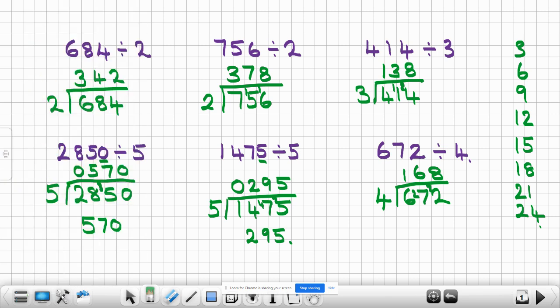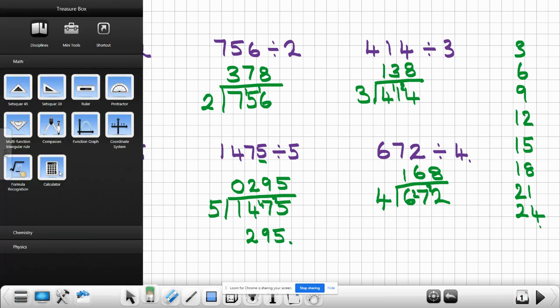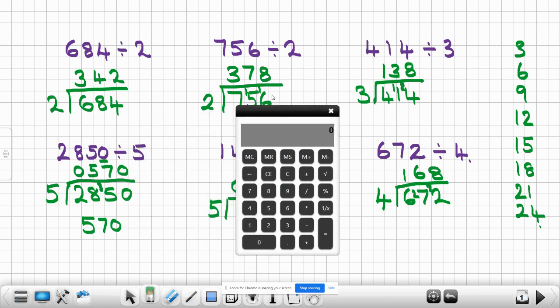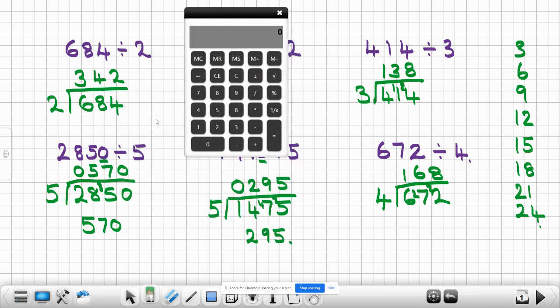But also don't forget that it's always good to check your work. It just helps build your confidence. So let's go for this, for instance. We could say 672 divided by 4 equals 168. And that should help build your confidence.